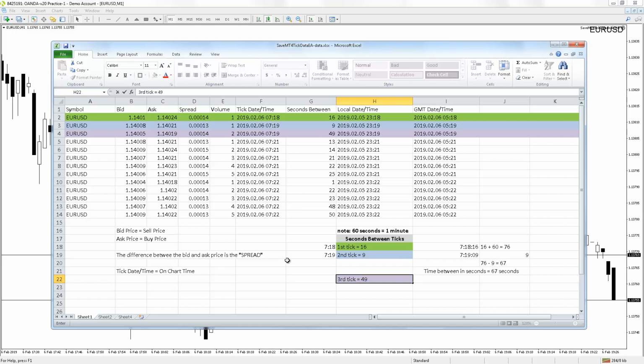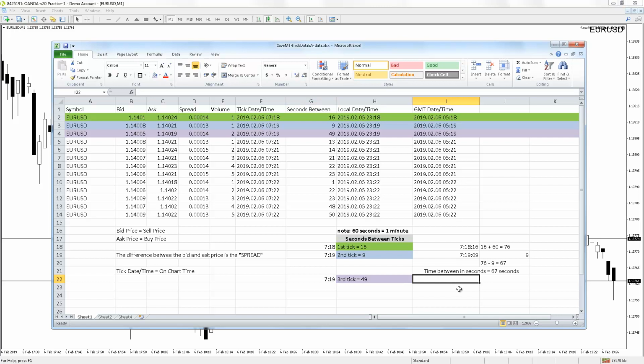49 seconds between. The time is 7:19. So notice we haven't changed minutes, so we're still in the same minute. So the math on this is going to be a little bit different. So we have 7:19.9, so now we have 7:19.49.